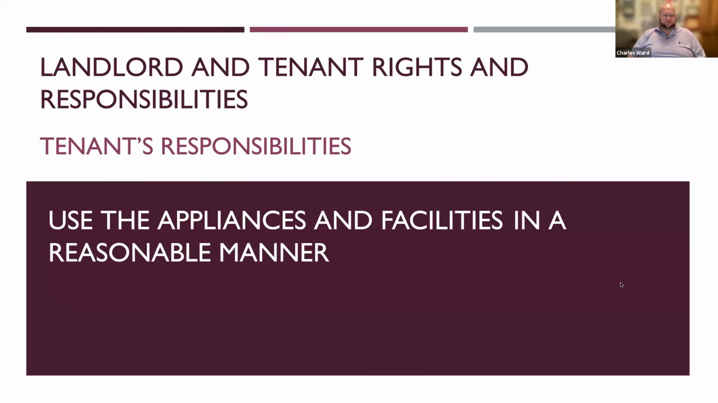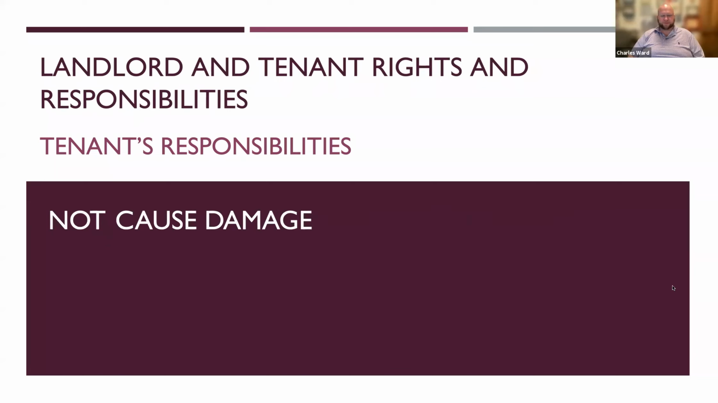Tenant has the responsibility to use the appliances and facilities in a reasonable manner. This means don't use the stovetop to make crayons, or use it to make some illegal drug. Don't stop up the showers for some reason. Don't drop cherry bombs down the toilet, what have you. You're supposed to use the appliances and the facilities as a reasonable person would.